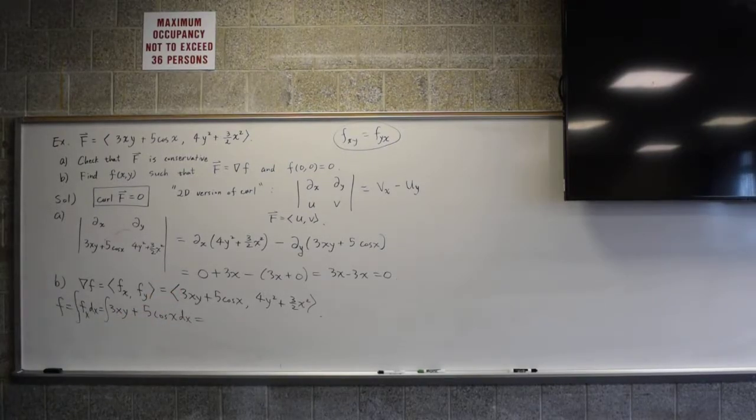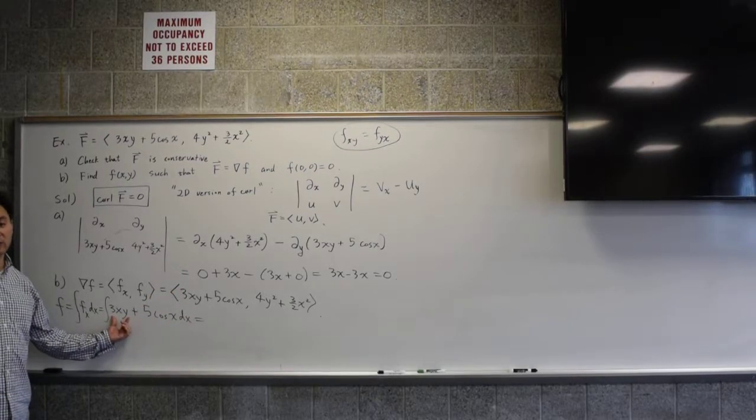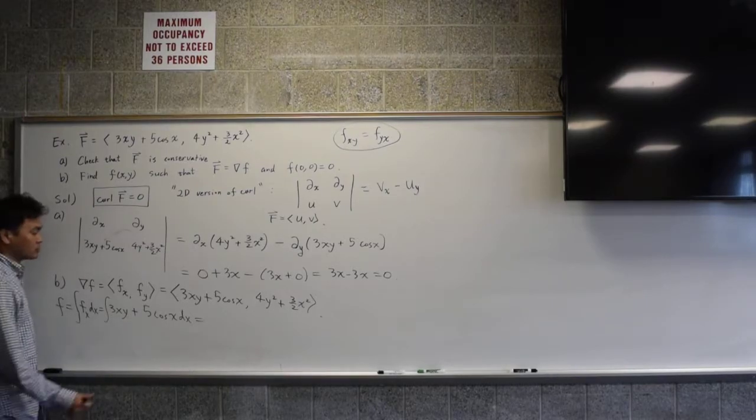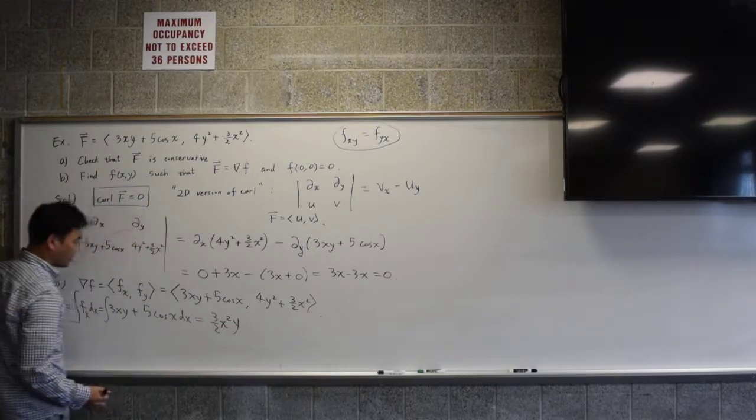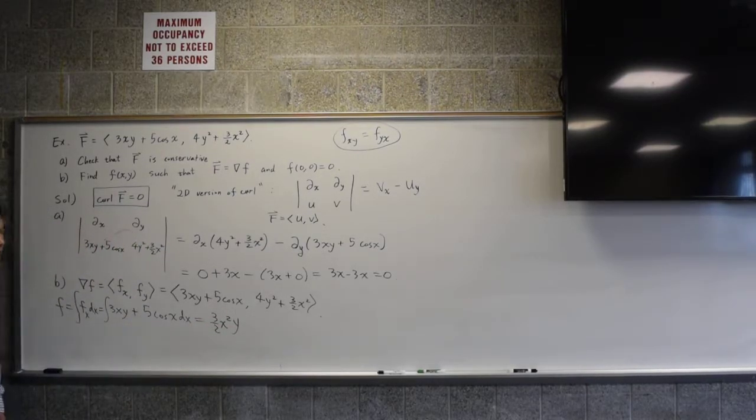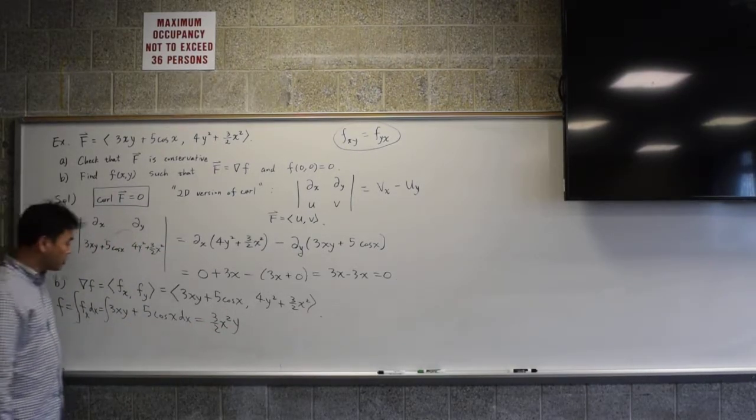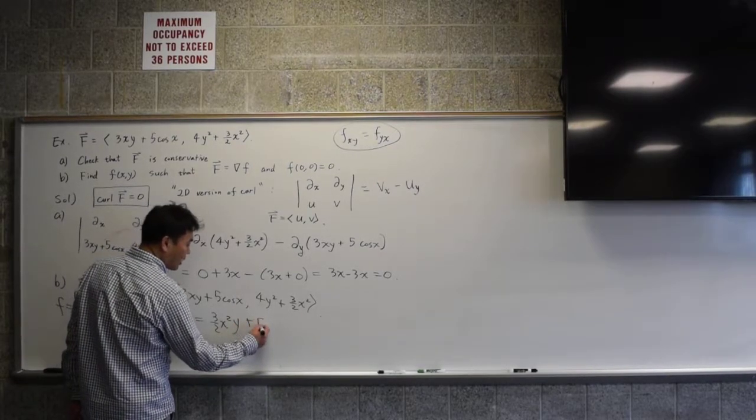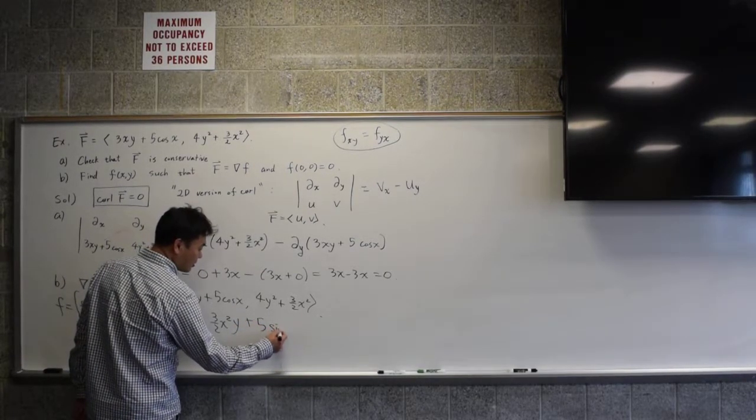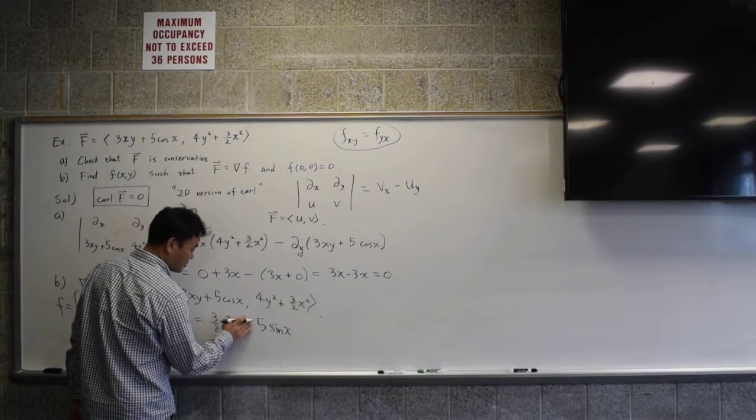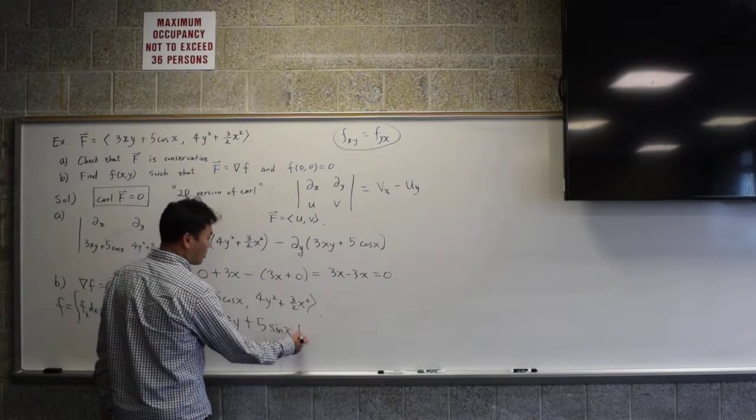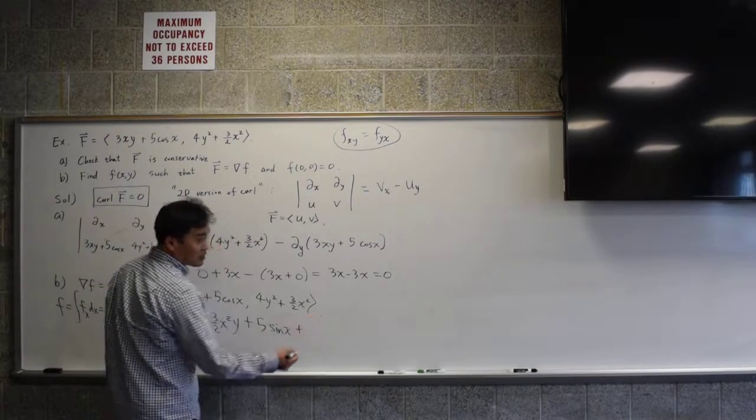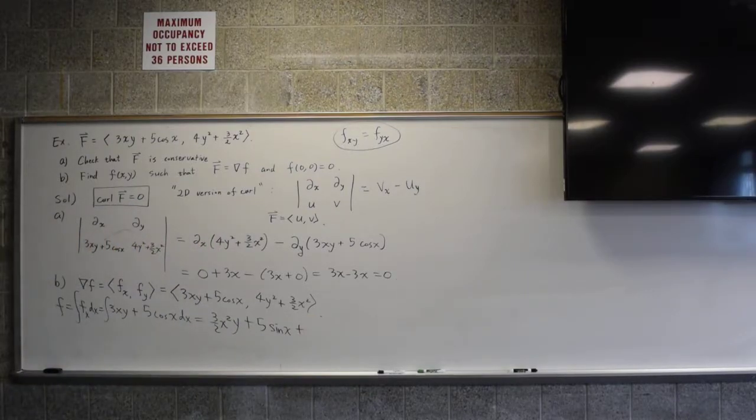I integrate, okay? So let's integrate 3xy by x. What do you get? 3 over 2 x squared y. How about this? 5 cosine x. You get 5 sine x, right? Okay, and then you put plus c. But there's a catch.